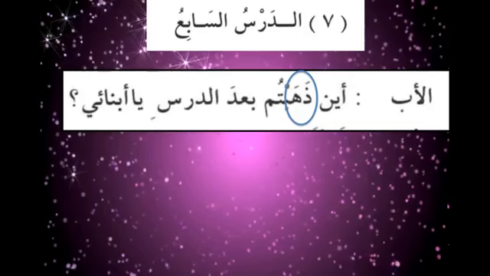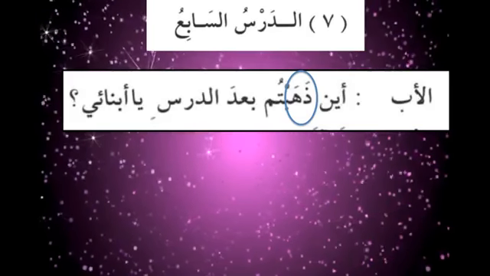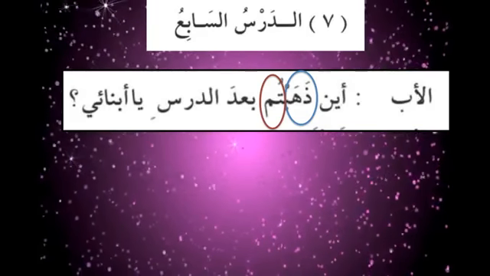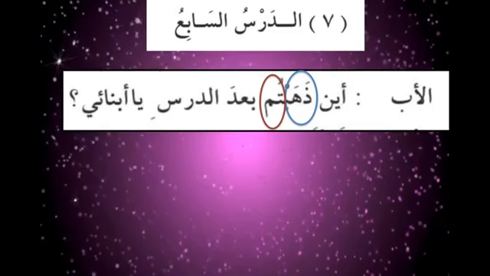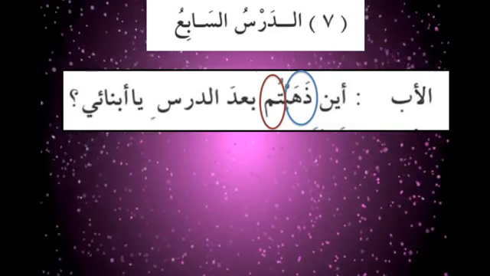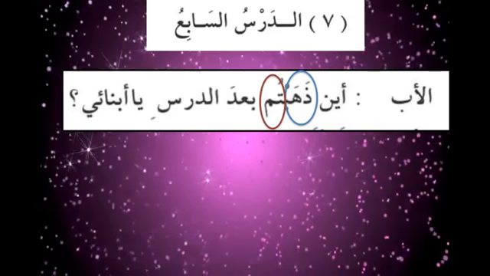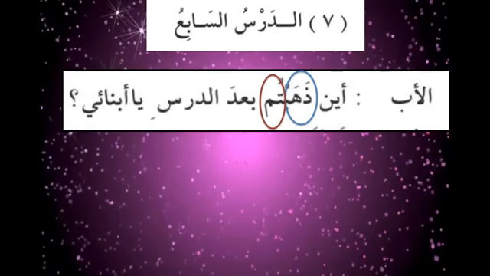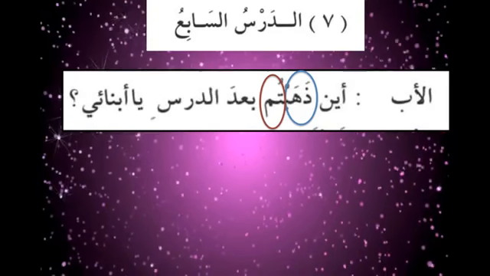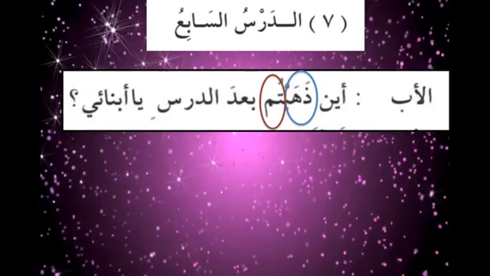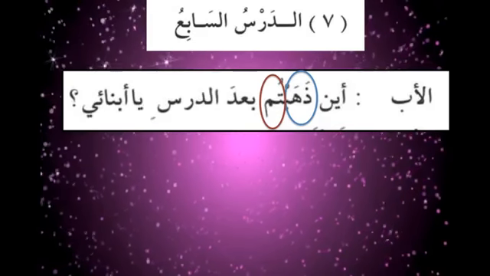So aina, you know it is a question word. Dhahabtum: dhahab is the fi'l and tum is the fa'il. It is antum, you're addressing males, more than two. So aina, where did you go? Dhahab is fi'l madi, meaning the action has already taken place. So where did you go?